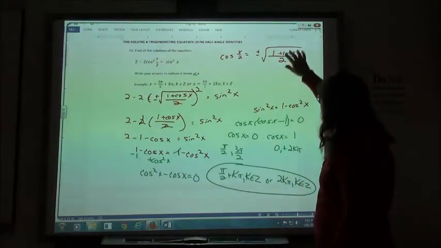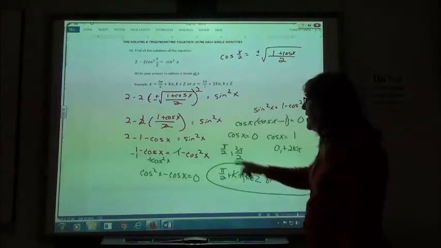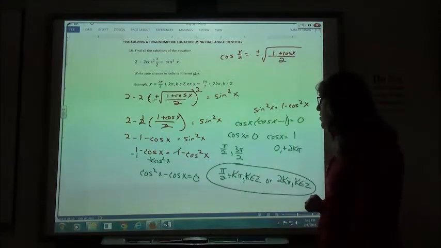So not only did we have to use our half-angle identity, we had to use one of our Pythagorean identities to substitute in order to solve that all the way.